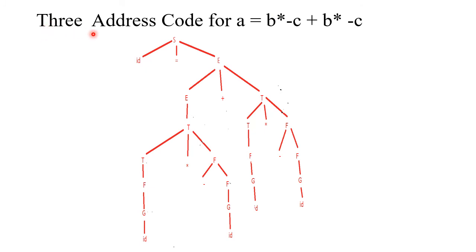Here, consider another example: A equal to B star minus C plus B star minus C. Create the parse tree using this grammar. In this expression, unary minus has higher precedence than star. So before this star, we execute this unary minus, and this plus has two operands, one is B star minus C, another one is B star minus C. Now we have to traverse this parse tree, and when a reduction happens, the corresponding semantic action has to be done.